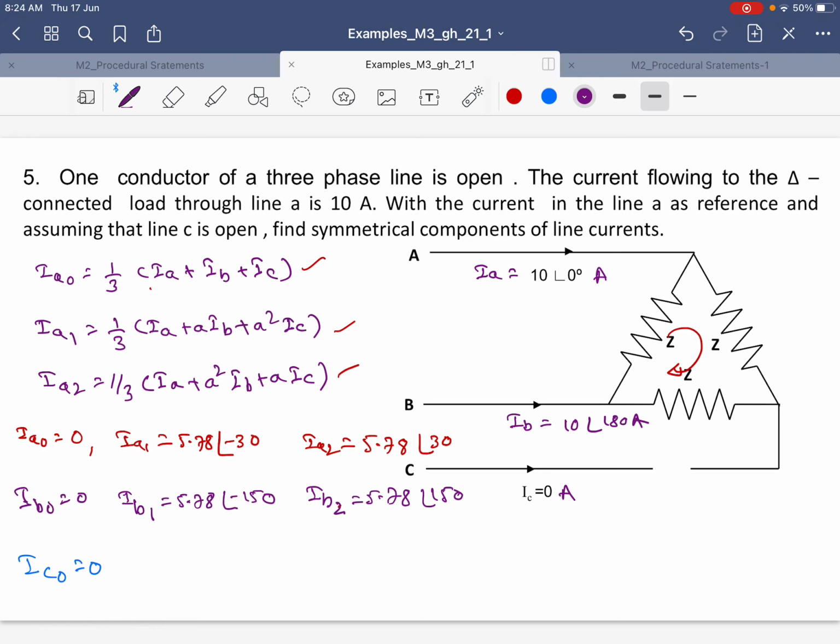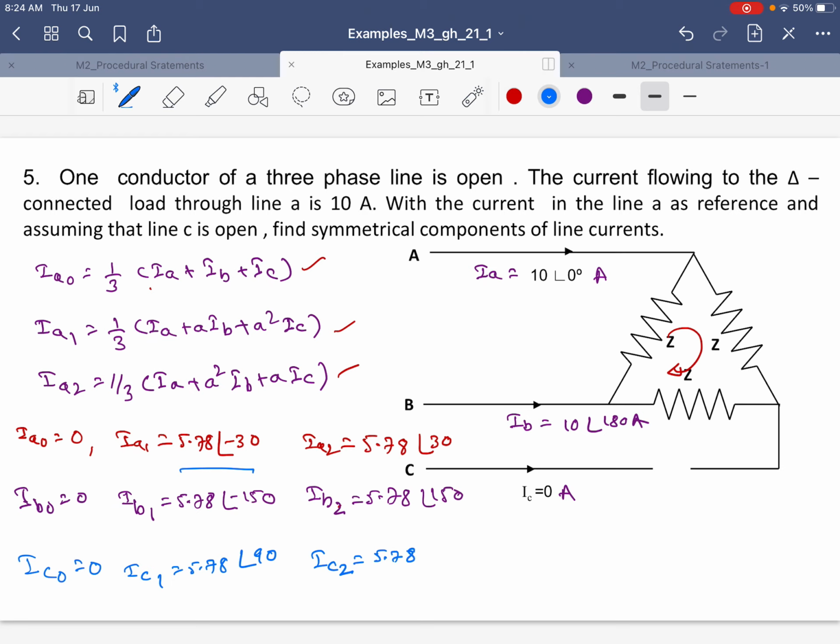Now we have to calculate the value of IC1. IC1 is nothing but a times IA1, that is 5.78 at an angle of 90 degrees. You have to put a times IA1. a is 1 at an angle of 120 multiplied by 5.78 at an angle of minus 30. If you multiply this value, then what I am getting is 5.78 at an angle of 90 degrees. And the IC2 value is as it is, 5.78.